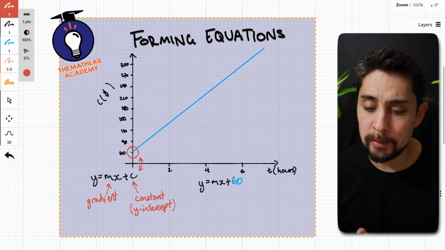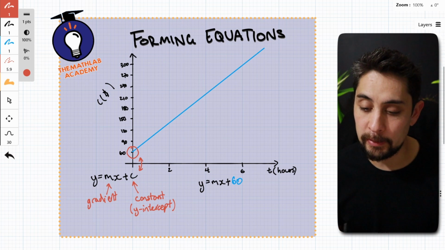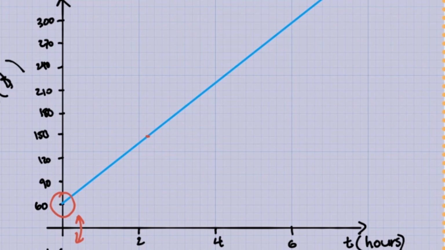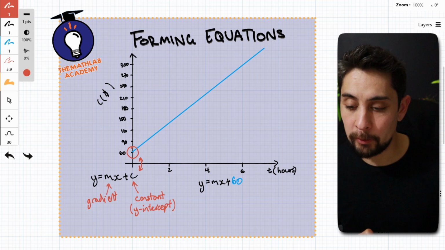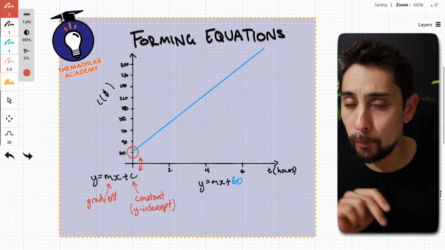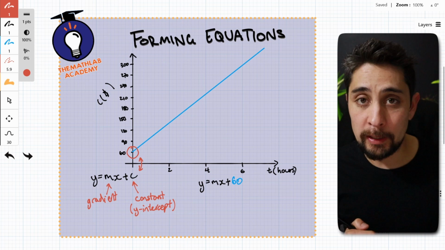The way to do this is to pick 2 points on the graph that are easy to spot. A point like this is not very good because I don't know where that is. It's like, what, 2.2 and 150, something like that. I'm not really sure. So instead, I'm going to look into the background grid and see if I can pick at least 2 points that I can easily identify.